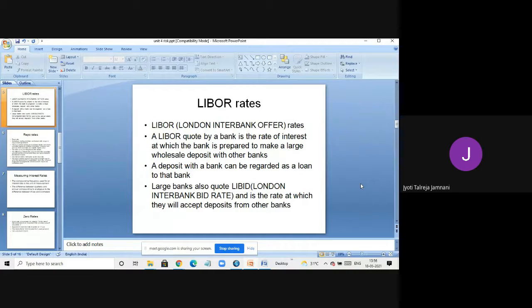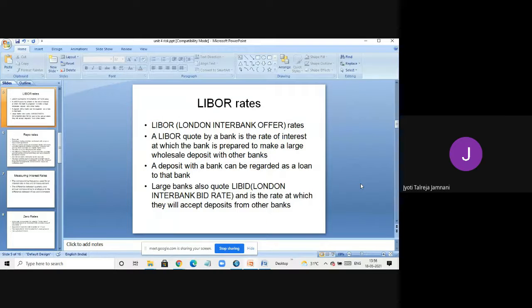As the demand for loans increases, the interest rate increases. If there is no demand for loans, the interest rate is low. So the LIBOR rate is the rate at which one bank does a wholesale deposit with another bank. What do I mean by wholesale deposit? Bank to bank, if a loan is given, it is a huge amount. It will not be 2 lakh, 3 lakh, 5 lakh or 10 lakh. It will be a huge amount.